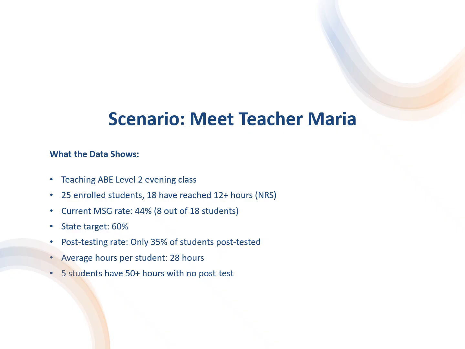You drill down and see her post-testing rate is only 35%, meaning only about 6 students have been post-tested out of 18 NRS students. Her students are averaging 28 hours, which is reasonable. But here's the red flag. 5 students have 50 plus hours and still no post-test. These students have more than enough hours. They should have been tested long ago. So what's going on here? Let's analyze.